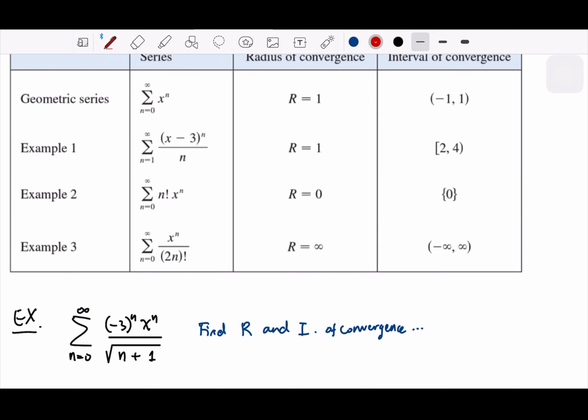Or maybe some other number as well. Maybe the term is not just the absolute value of x, maybe x minus 3. So maybe the only number is 3 to make it 0, right? So maybe we can have 3 here. Or maybe x minus 5, so this will be 5. That means the convergence is just on one point, not having an interval. Okay, any other questions?